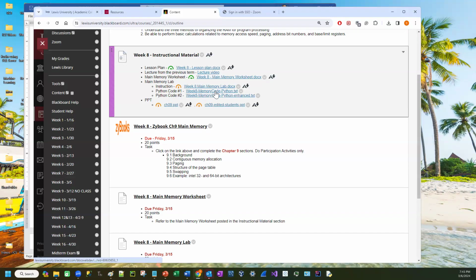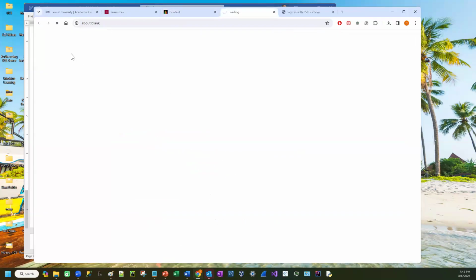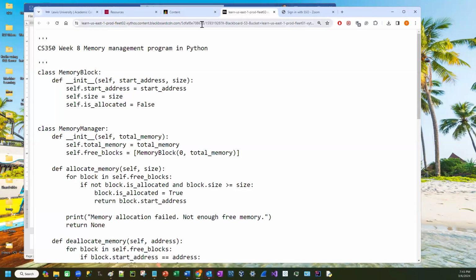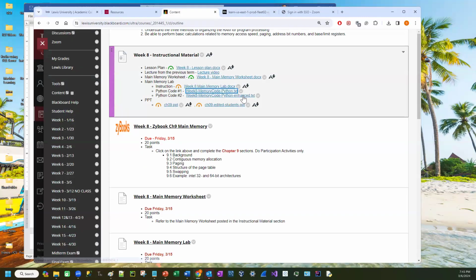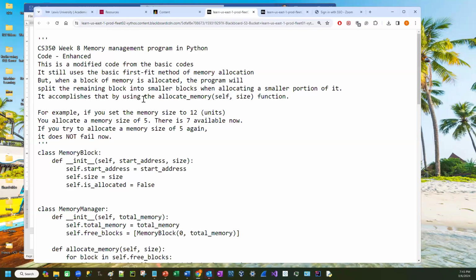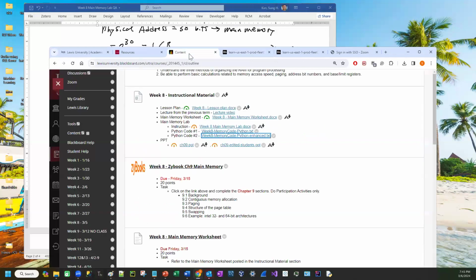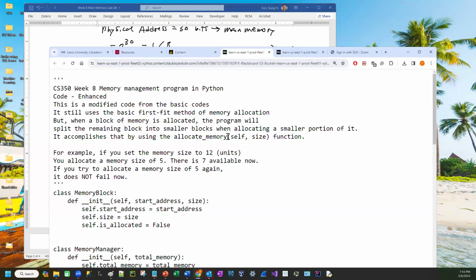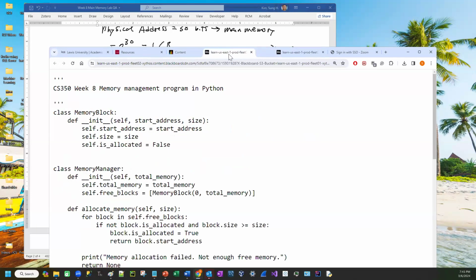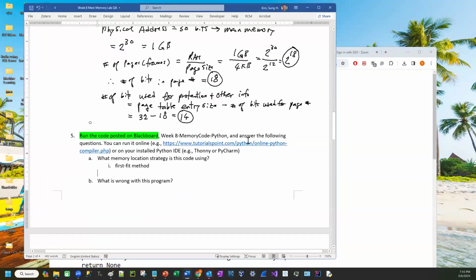So this is the base one. If you click on it, it shows you the code here, right? And the other one is the enhanced one. So you can also see it here. And basically all you have to do is look at it. Maybe this one. Okay. So here, and just run it.